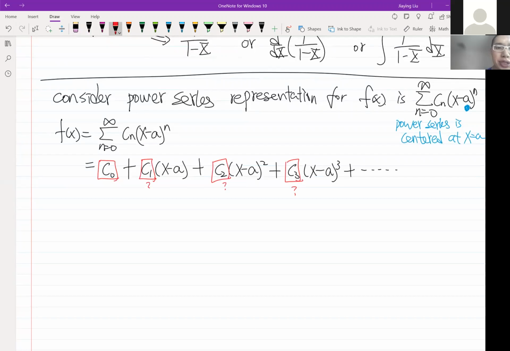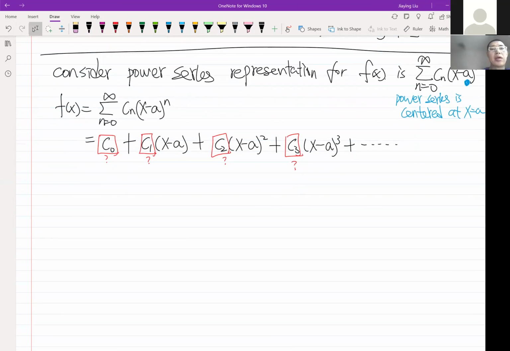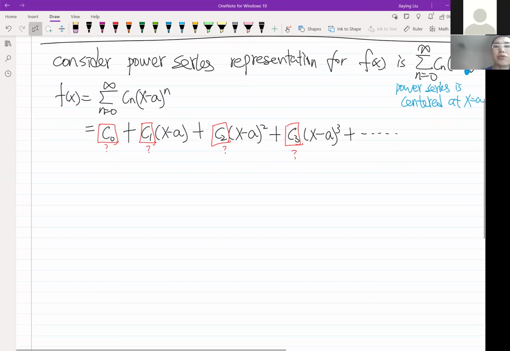So the question is, how do we find c0, c1, c2, c3? Are there any tricks that we can use to find them for a given function? Well, the trick is, yes, you can actually come up with a formula for that. That's what makes a Taylor series special, because there's a certain formula that we can write that will give us the coefficients c0, c1, c2, c3. Let's go through how they come up with a formula for the coefficients.